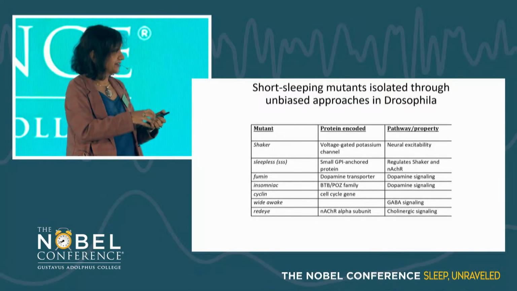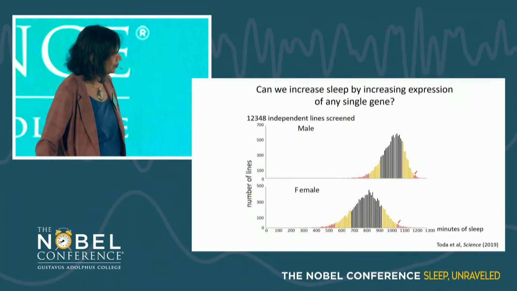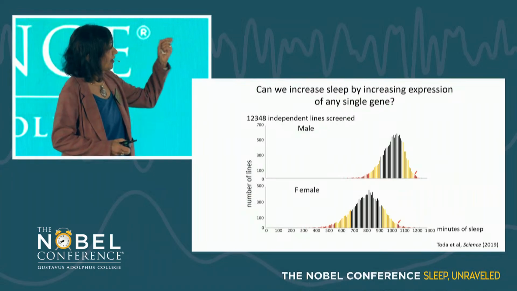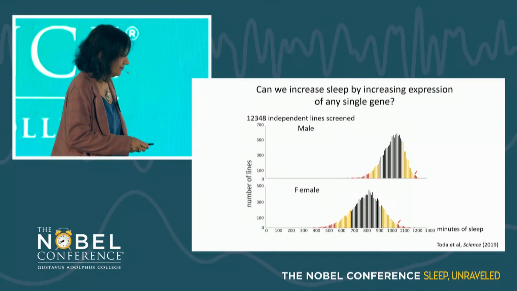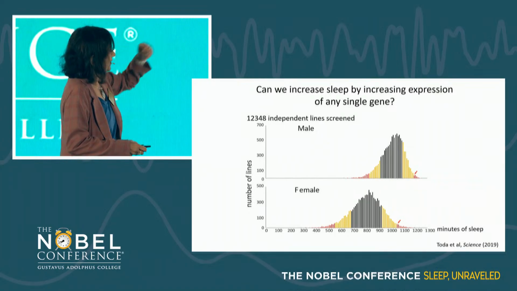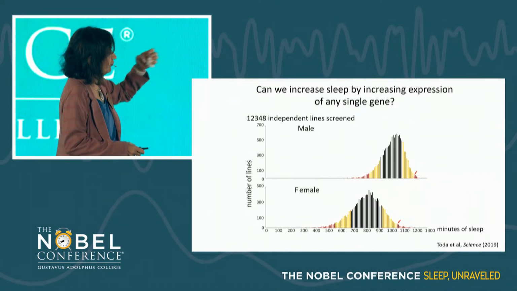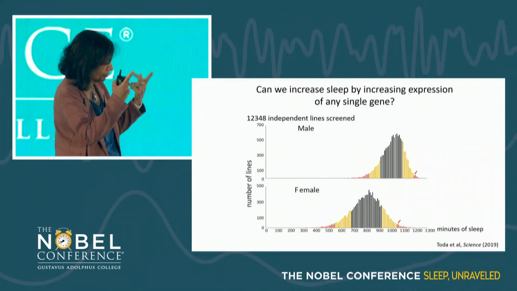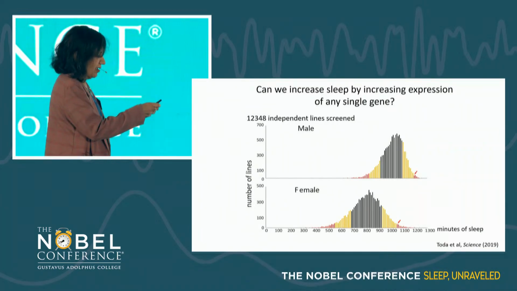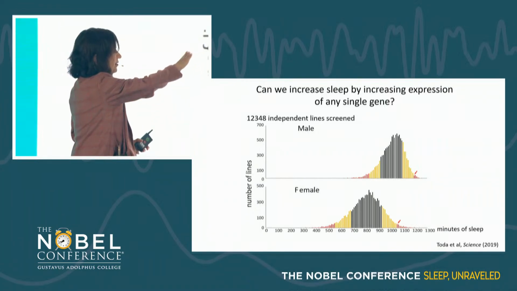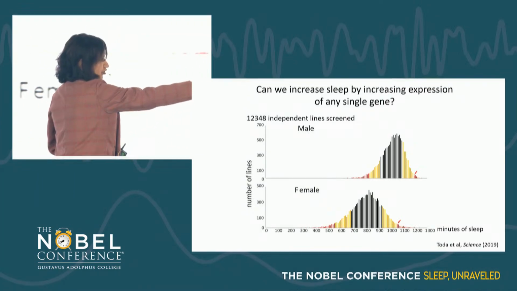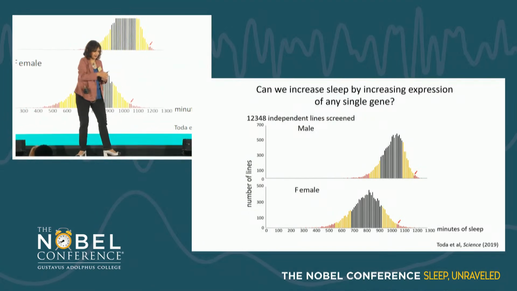So can we find something that actually drives sleep? And so we asked, can we increase sleep by increasing expression of any single gene? And this is work done in my lab by Hirofumi Toda, a former postdoc who now has his own lab in Japan. And he did a screen, and so this is the distribution of sleep across the different lines. We're interested in things that have increased sleep here.